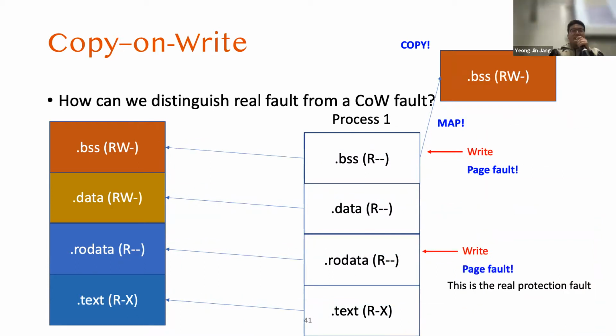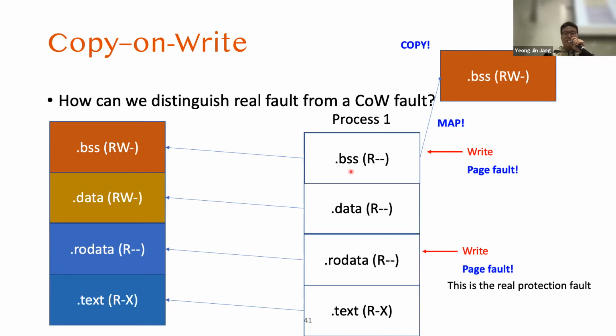Then you might have a question. Writing here, we can know that this is readable and writable, so we can process it. Writing here, it is readable, but it is really read-only. Then the write access by default should be an access violation, and we need to kill the process. We should not allow the write access here and then do the copy and write. Then how can we distinguish?